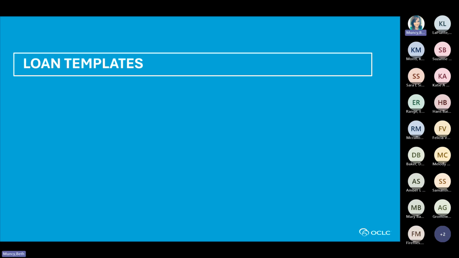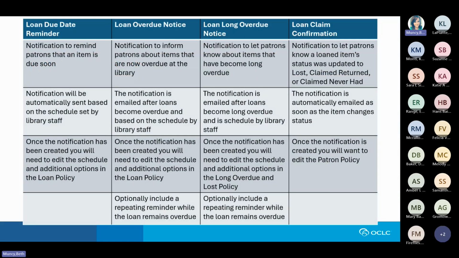Now there are an increasing number of different loan templates. They're kind of broken out a little bit differently than our previous way that we managed notifications. But this will help give you a lot more control over when and what notifications are going out, which is really nice. We have a loan due date reminder. This is kind of a breakout from the previous version of how notifications were set up.